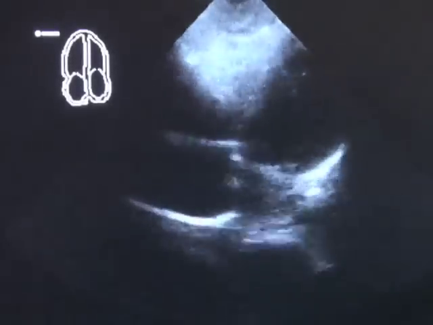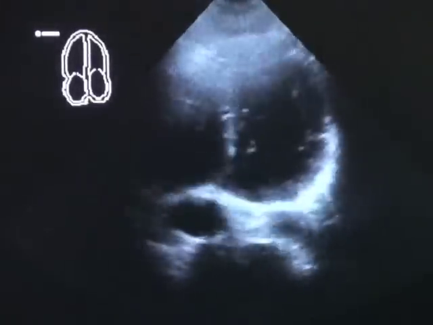There it comes into view. Many times these views are obscured by the expansion of the lung and the air interface. There we go.